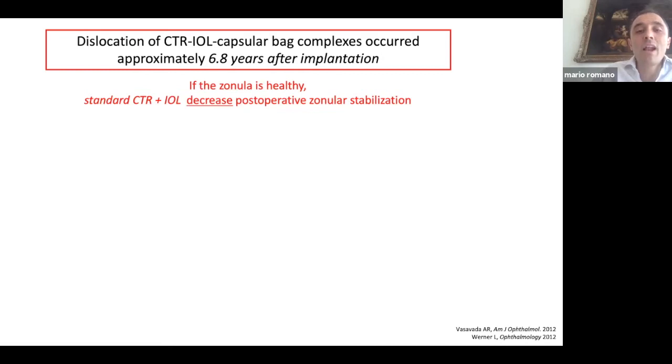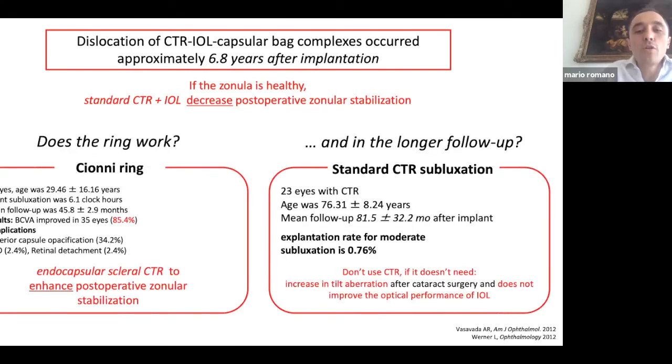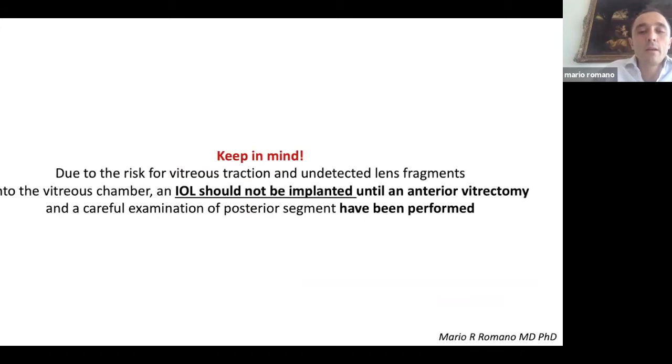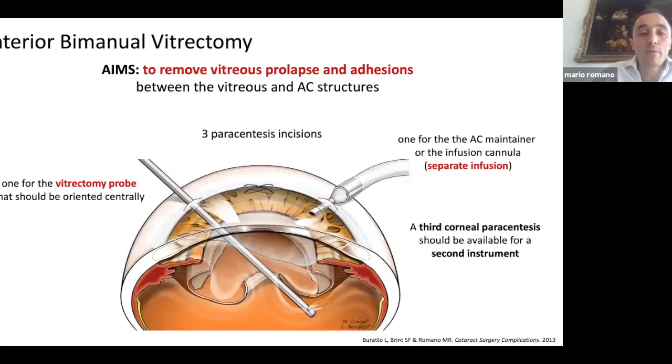So if the zonula is healthy, we need to remember that the capsular tension ring plus IOL decreases the postoperative zonular stabilization. So we should not use the capsular tension ring combined with IOL, because it also increases the tilt aberration after cataract surgery and does not improve the optical performance of the IOL. Another tip for this surgery: the IOL should not be implanted until an adequate anterior vitrectomy has been performed.